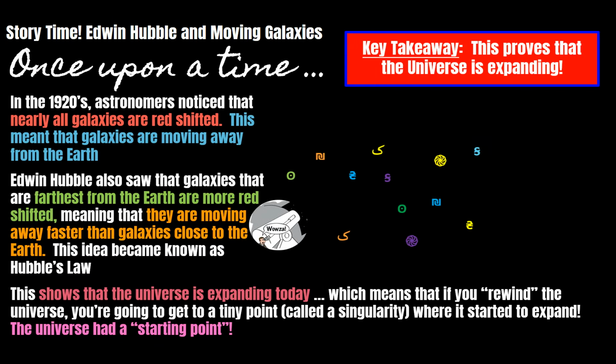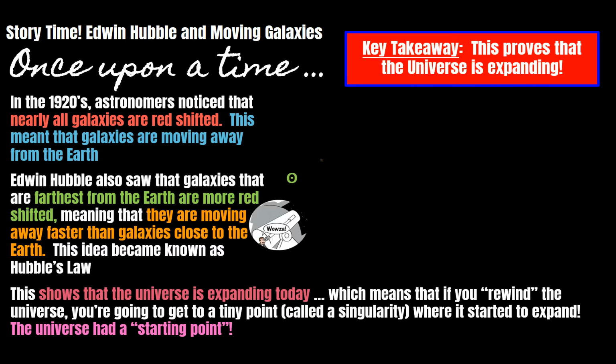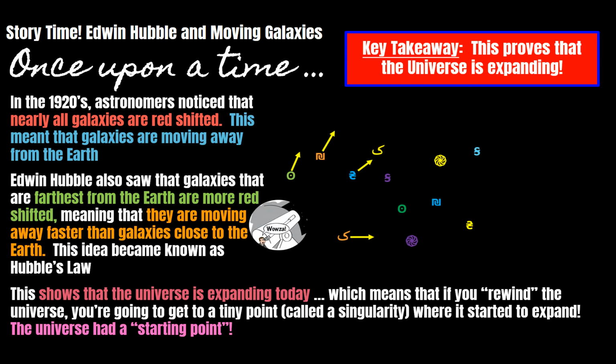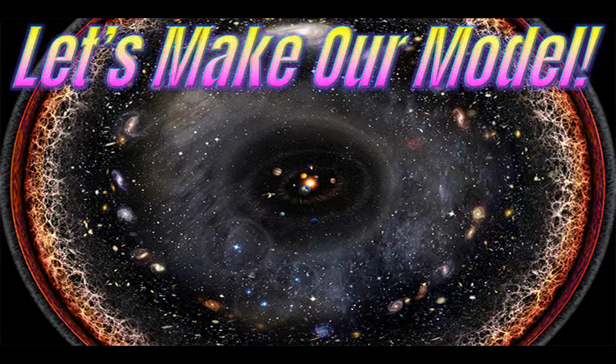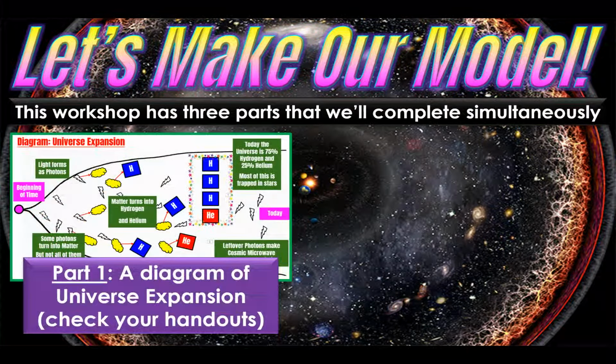Now, it would take a few days for students to go over all of that information, notes and discussion and activities and drawings and whatever. The model that we're making today is completed within one class period. But there is an extra component that we are doing along with them. So now let's go and make our model. There are 3 parts that we're going to complete all at the same time. First off, a diagram of universe expansion.